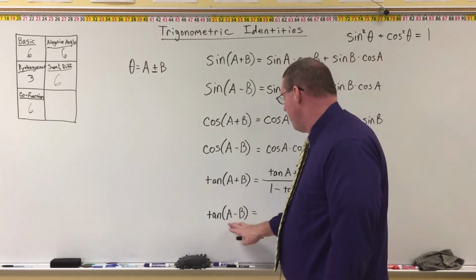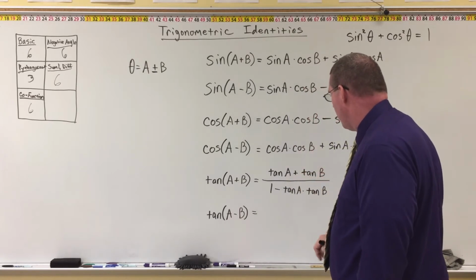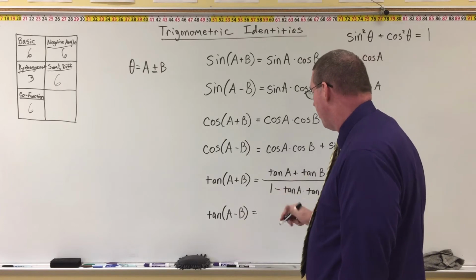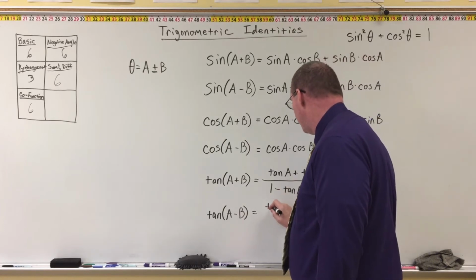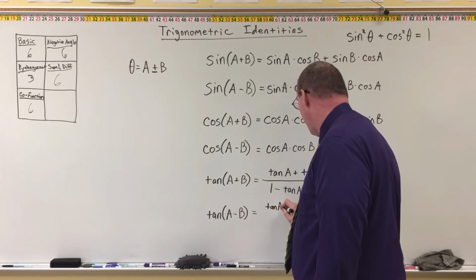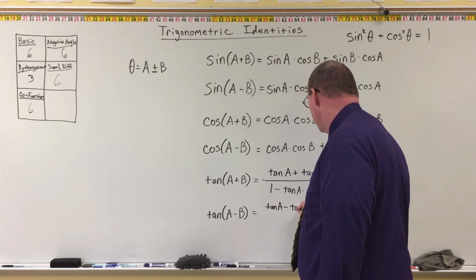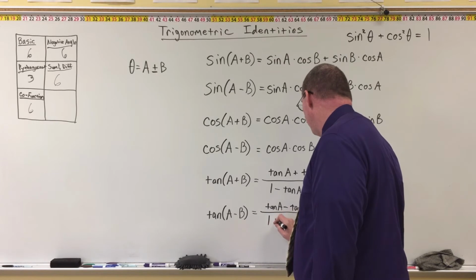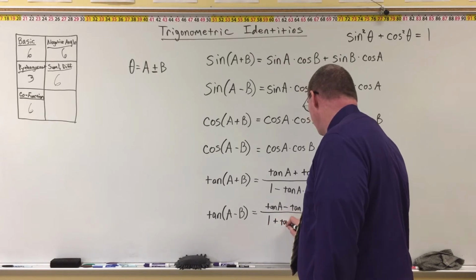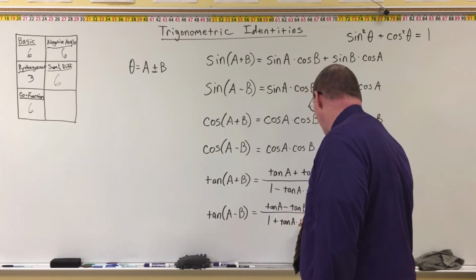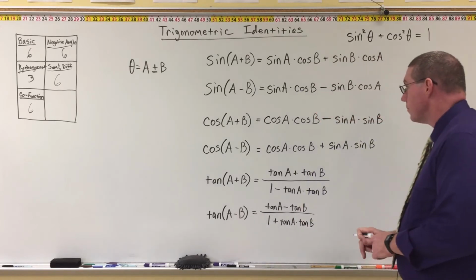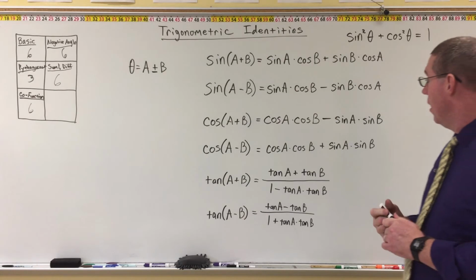Now, tangent of A minus B looks just like this, only we're going to reverse this plus into a minus, and we're going to reverse this minus into a plus. And so it's going to be tangent of A minus tangent of B over 1 plus tangent of A times tangent of B, okay?